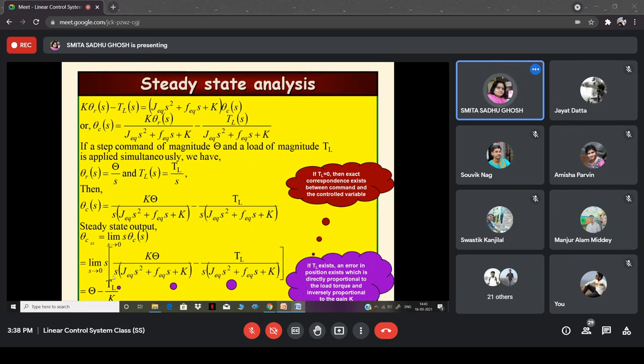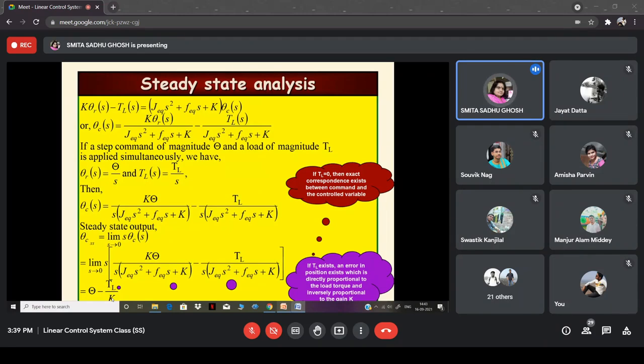So if there is a disturbance torque, you will actually be getting a steady state error equivalent to TL by K, right? So the steady state error is proportional to the disturbance torque and inversely proportional to the gain K of the system, right?